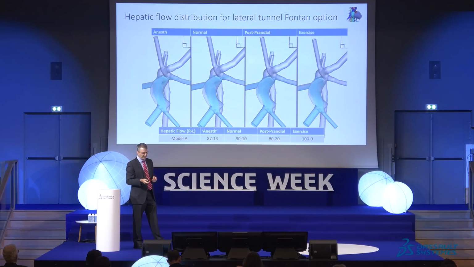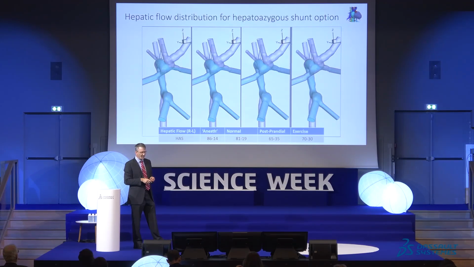And so we looked at then, what about a hepatoazygous shunt, which is often a good option. In this patient, it's a little bit better. So you can see here now 81% to the right lung and 19% to the left lung, but you can see it looks like there's almost parallel paths of how the azygous flow comes up into the pulmonary arteries and the superior vena cava flow comes down.